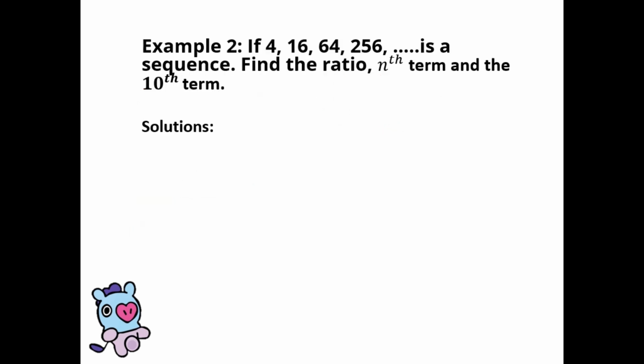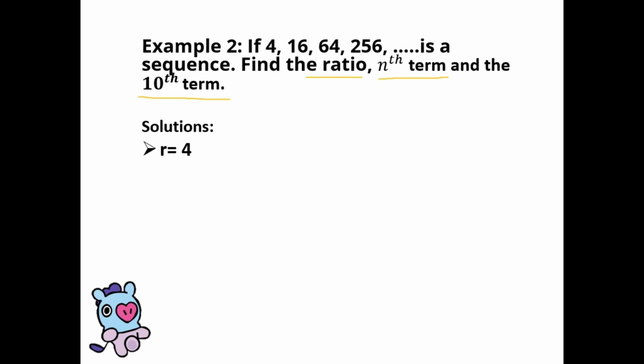Now, proceeding to the second example of a geometric sequence. If 4, 16, 64, 256, and so on is a sequence, find the ratio, the nth term, and the 10th term. In this case, we are solving for 3: the ratio first, the nth term next, and then the 10th term last. Let's start with the ratio or the value of r. r is equal to 4 immediately.